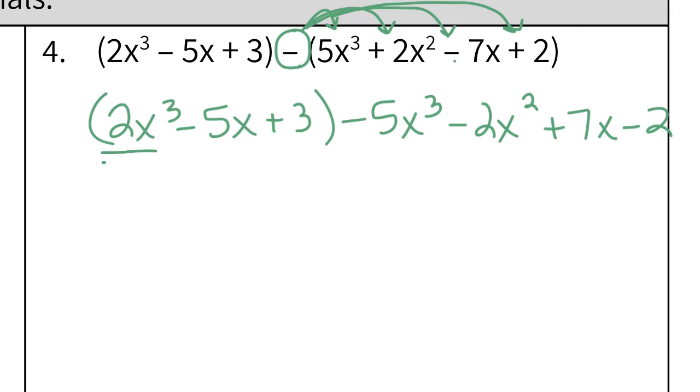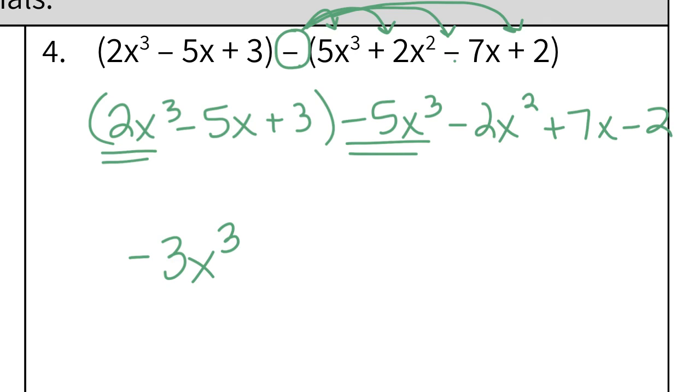Okay, so I have 2x to the third power and negative 5x to the third power. So since they have the same, x to the third, all I have to do is combine their coefficients. So 2 minus 5 gives me negative 3.